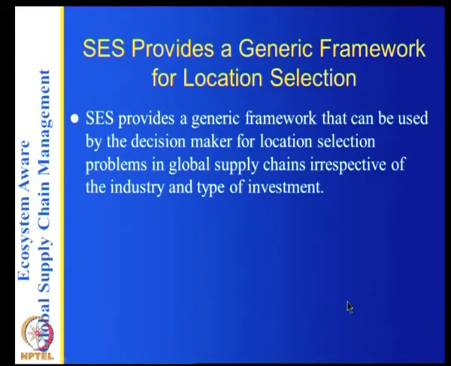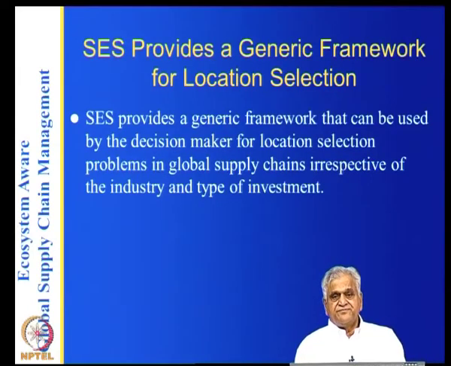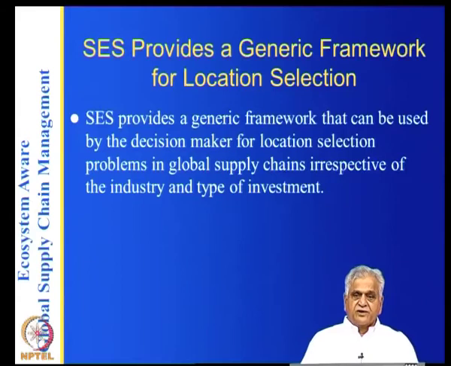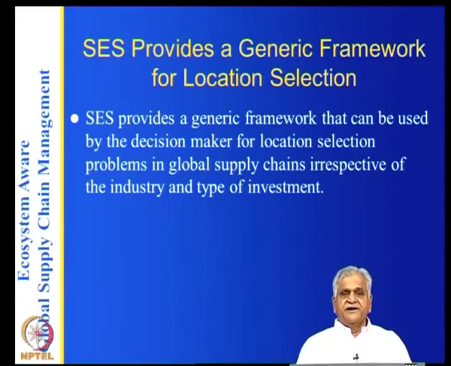It provides a generic framework that can be used by the decision maker for the location selection problem in global supply chains, irrespective of the industry and the type of investments. The parameters that we select, this is a generic framework. If you are talking of auto, you choose the corresponding talent, the corresponding financial requirements, the corresponding delivery mechanisms, the corresponding rules and regulations, and so on. It is like filling in the blanks within this. These are all the issues that you need to address, and depending on the kind of vertical or industry you are talking about, then you can fill in those particular blanks.